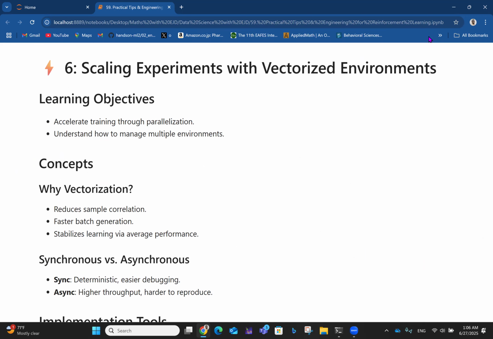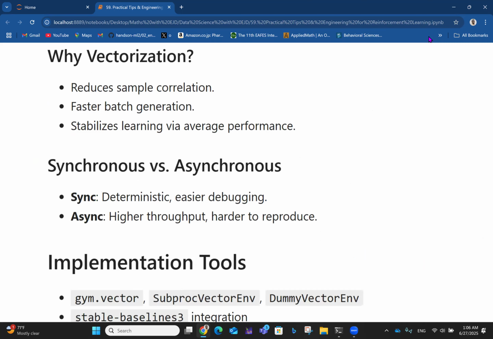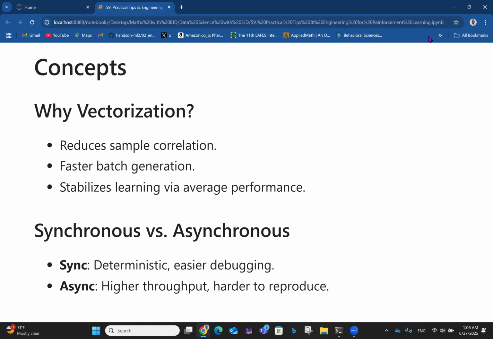So scaling experiments with vectorized environments. The learning objectives in this case will be to accelerate training through parallelization and understand how to manage multiple environments. So looking at the concept, why do we have to vectorize? Why vectorization? Because it reduces sample correlation and leads to faster batch generation, and it stabilizes learning via average performance.